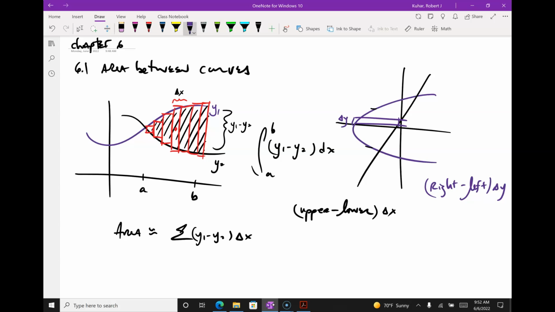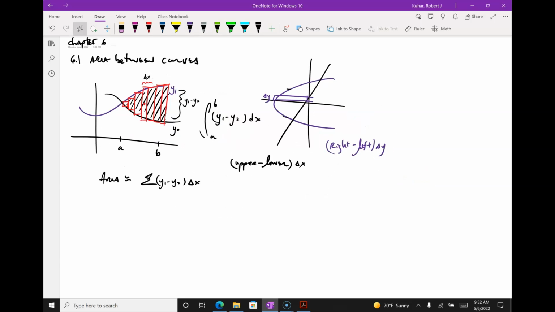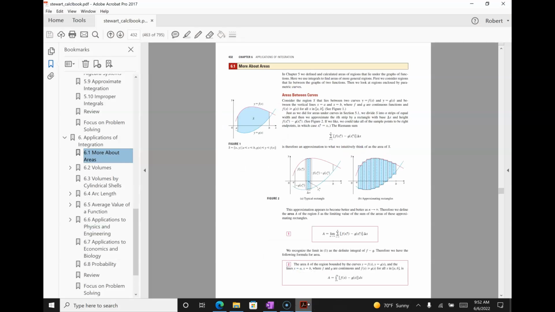Usually it'll be forced upon you whether to do the integral with respect to x or with respect to y. What's really going to help is, of course, that you graph it. Some can be done both ways, and of course, both answers should be the same. So let's just start with a nice easy example.